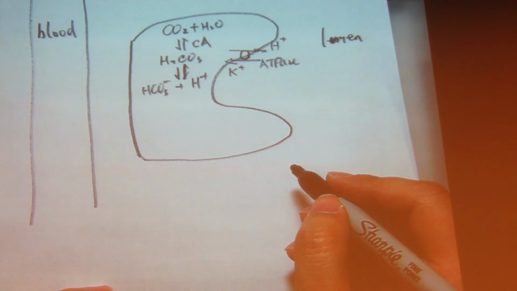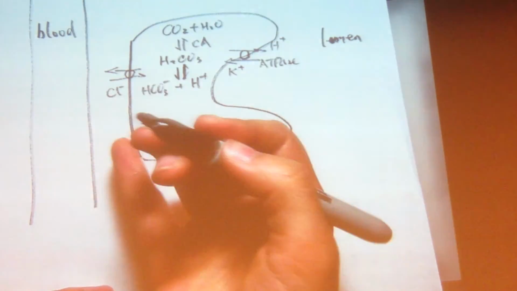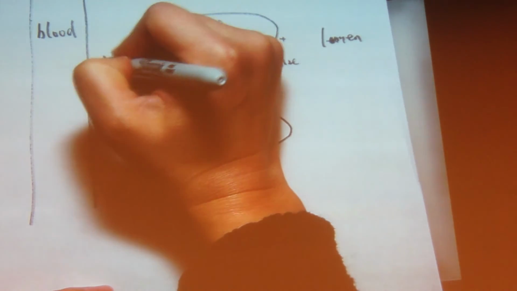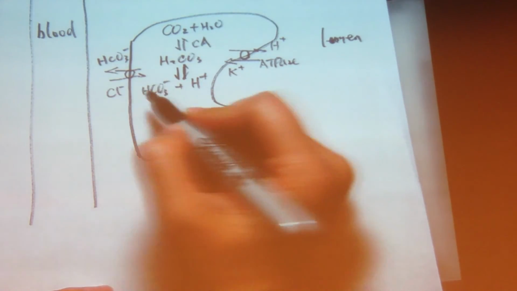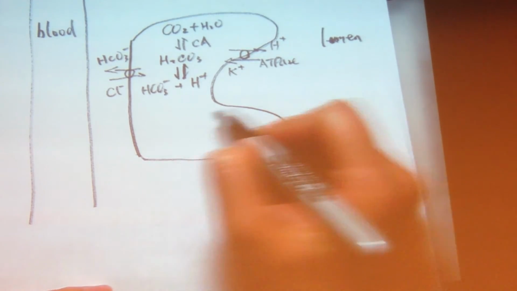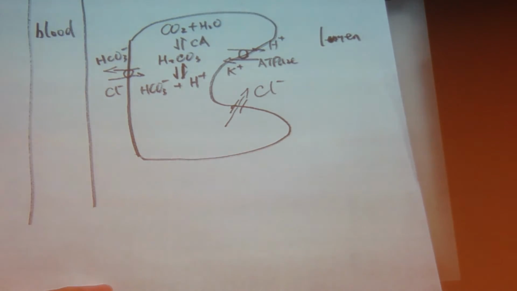Okay, so what about the bicarb? Bicarb will move out of the cells in exchange for chloride, because you need a chloride, right? So we are going to exchange bicarb for chloride. Now chloride comes inside the cell, and how chloride leaves the cell is by a channel for chloride.